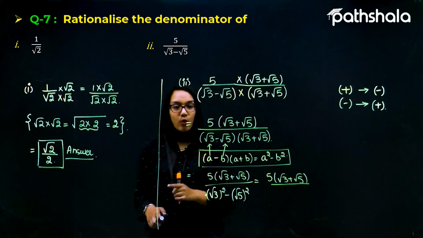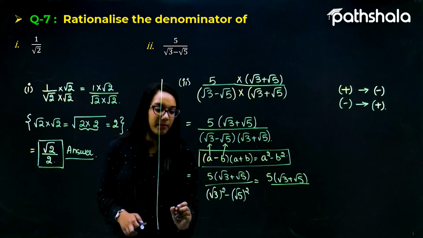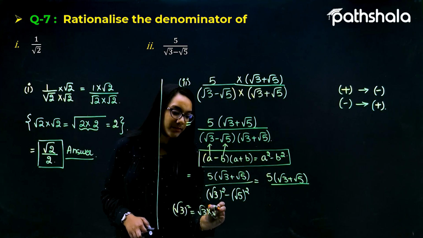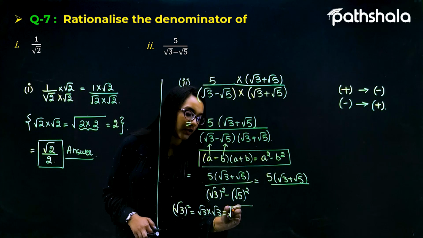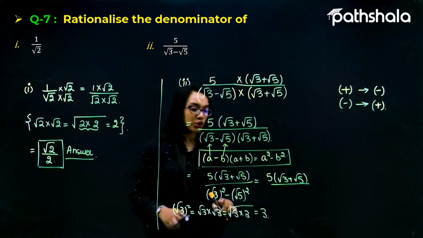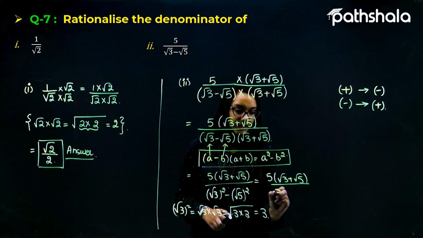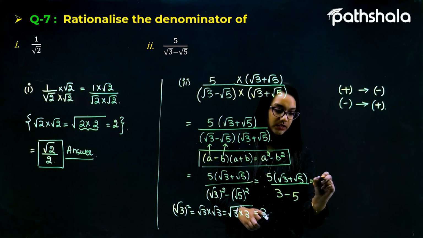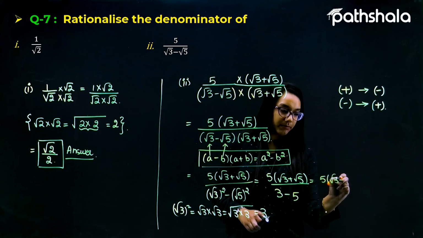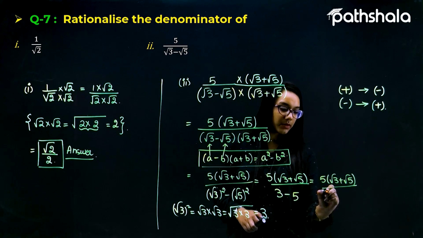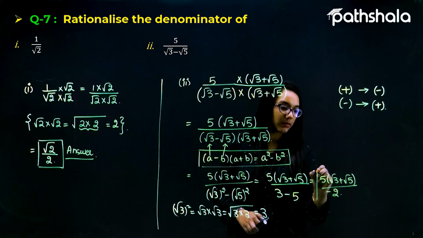As we have discussed before, root 3 whole square means multiplying root 3 two times, which means having 3 into 3 under the same square root, and the answer will always result in 3. So root 3 whole square is 3, and root 5 whole square is 5. So the answer is 5 into root 3 plus root 5 divided by 3 minus 5, which is minus 2. This is my answer.